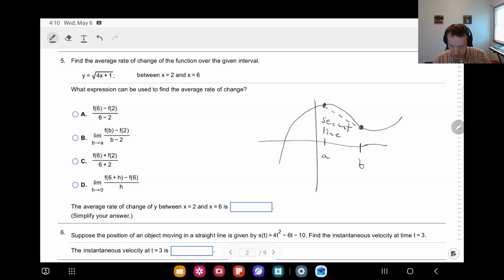But for average rate of change, you don't need a limit, so you can eliminate part D, part B. And it's not going to be plus because you don't use that in a slope formula. It's rise over run. So difference in y values divided by difference in x values. So those will be subtractions. And my picture here wasn't perfectly accurate. Of course, I just made it up. But this is the slope of the line that connects the 2 points.